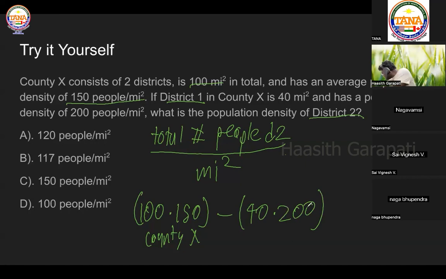Let me just get my calculating device out. And honestly, you could just do this in your head, but you know, why not? And let me just write district one. So then 100 times 150 is going to be 15,000.